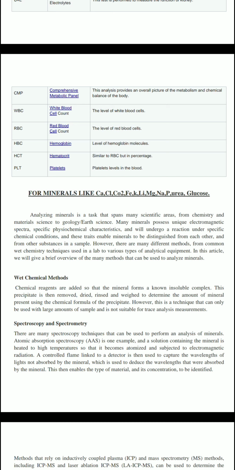The second method is spectroscopy and spectrometry. There are many spectroscopy techniques that can be used to perform an analysis of minerals. Atomic absorption spectroscopy, denoted in short form as AAS, is one example. A solution containing the mineral is heated to a high temperature so that it becomes atomized and is subjected to electromagnetic radiation.